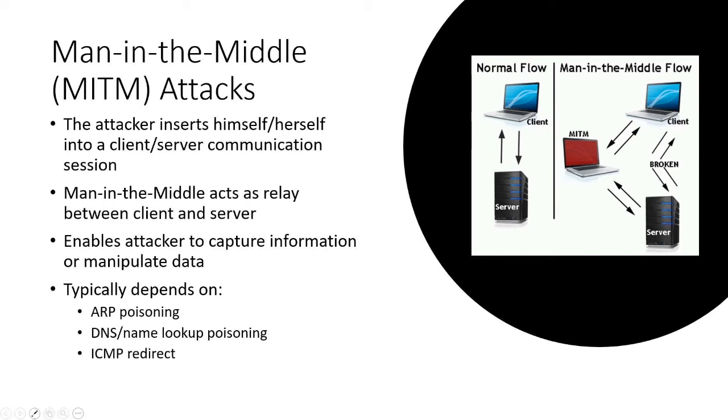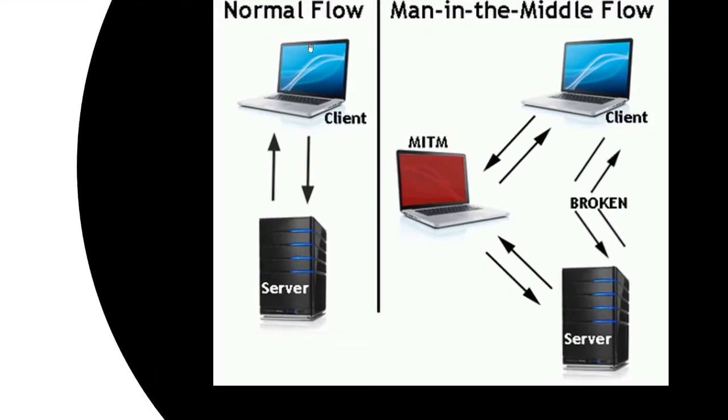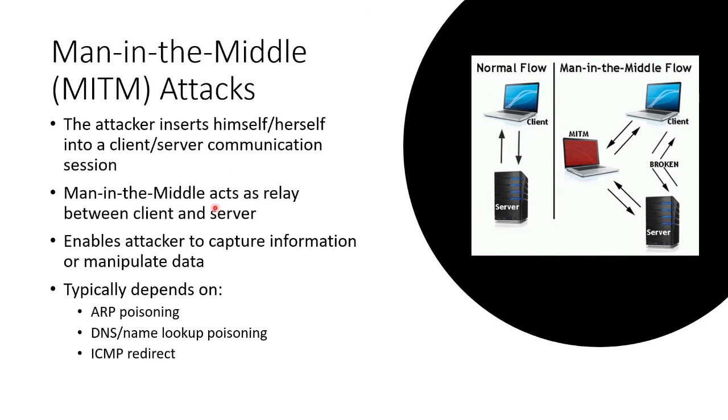Now, ARP poisoning is not the only way to do it. If we look at this picture here, normally the client and server talk to each other. They know each other's MAC address, they know each other's IP address. In man-in-the-middle, or monkey-in-the-middle, they know each other's IP address, but they think each other's MAC address is really you. And so they relay through you.